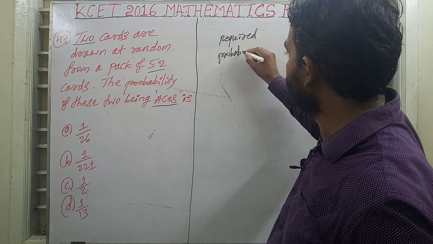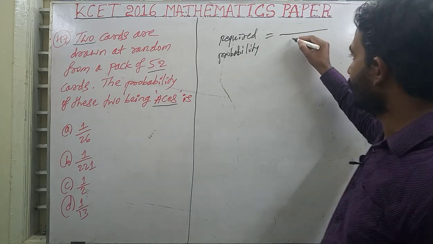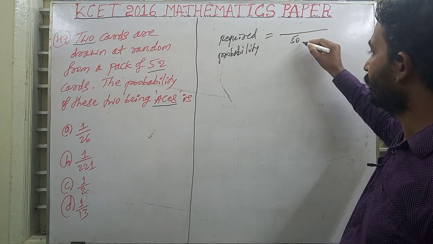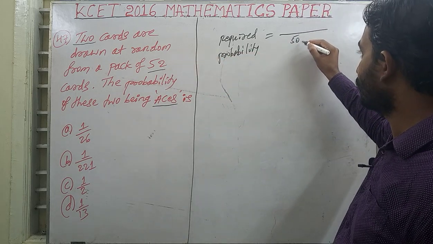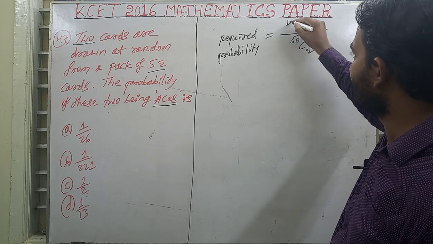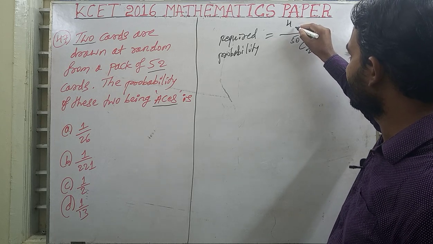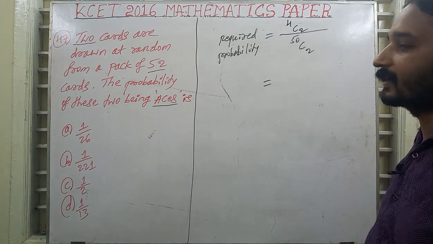probability is equal to favorable cases divided by total cases. How many cards in total? Total 52, and we can draw 2 cards. So total cases is what? 52 C2 ways. Favorable cases: 4 ace cards, among 4 we can take 2, that is 4 C2. So simplify this, we get the required answer.